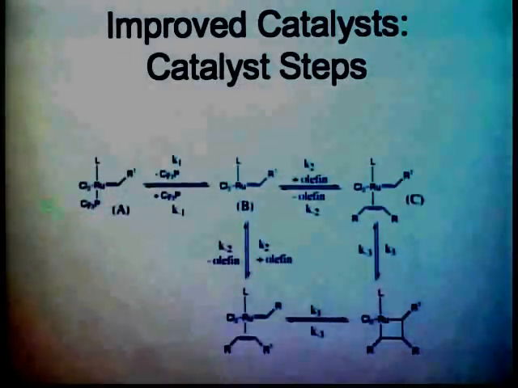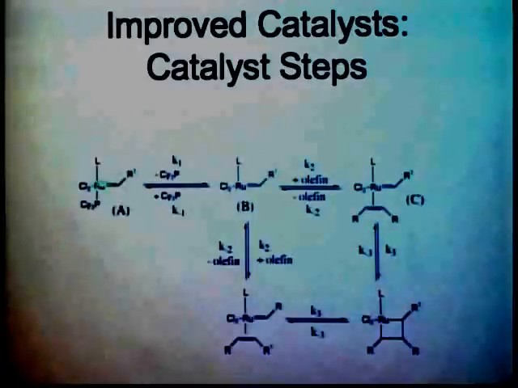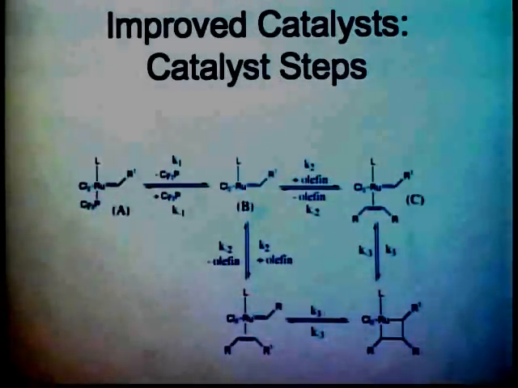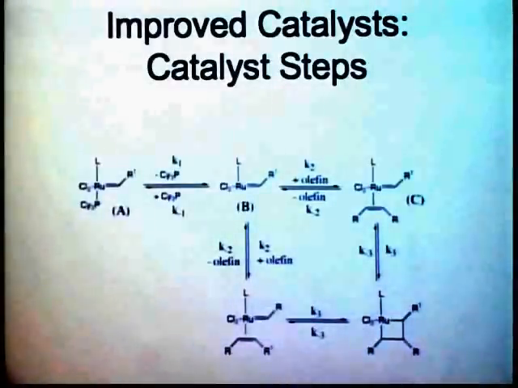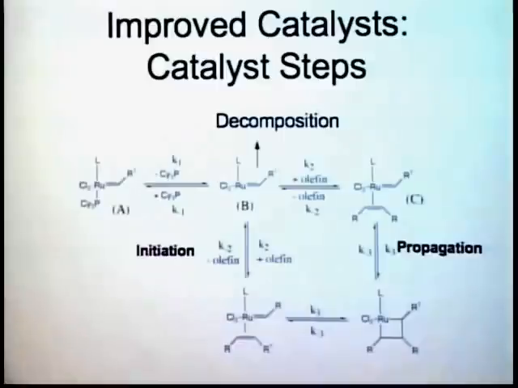So for the inorganic chemists, if you count fast, this is a 16 electron species. It loses a ligand, makes a 14, adds an olefin, makes a metallocycle, and around it goes. So it occurs just the same way as all the other mechanisms we've seen before. So we've got initiation, propagation, decomposition, and these can all compete with the reaction. So we'll come back and talk about this later.